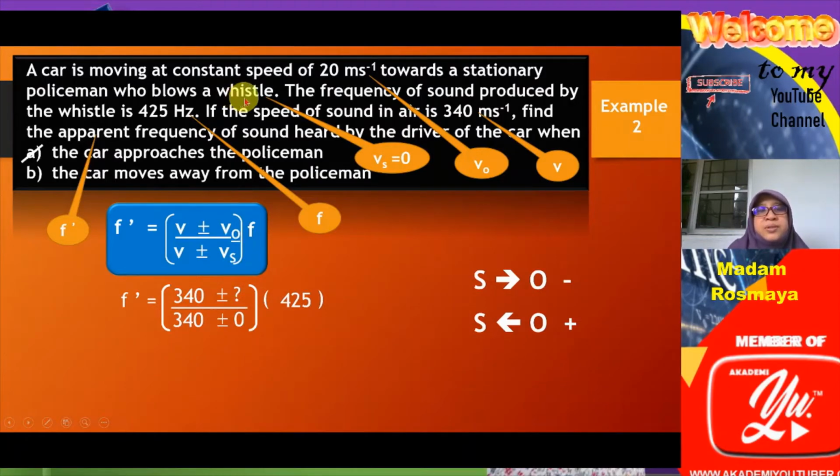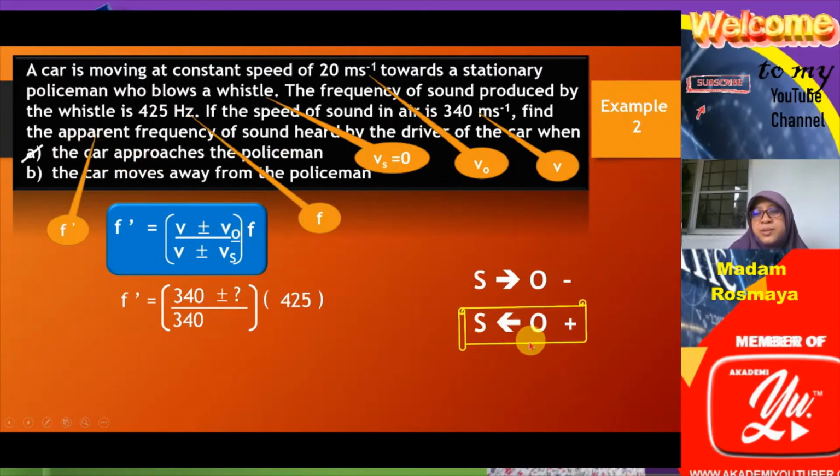So the source velocity, the whistle, is stationary, so it is 0, and there is no need to write it. Okay, now the observer velocity. For the observer velocity, the car approaches the policeman. So that means the relationship below, S and O.